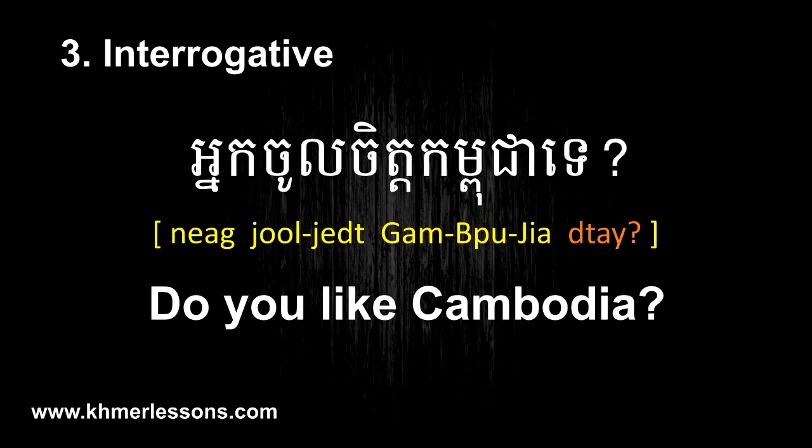Now let's see the example together. Do you like Cambodia? You start with do, then the subject, you like Cambodia. But in Khmer, we say អ្នកចូលចិត្តកម្ពុជាទេ. You see, I start with អ្នក, which means you, and ចូលចិត្ត is like, Cambodia is Cambodia, and then the last word is te.